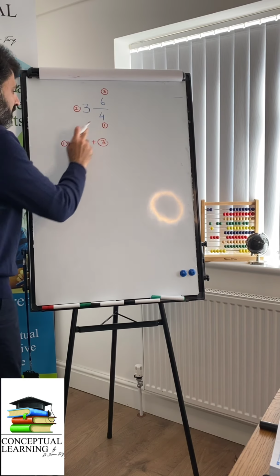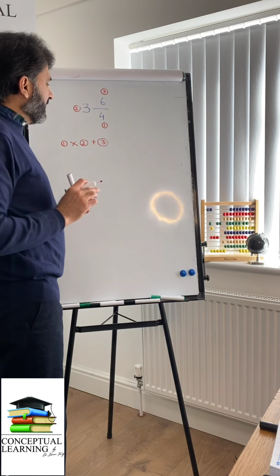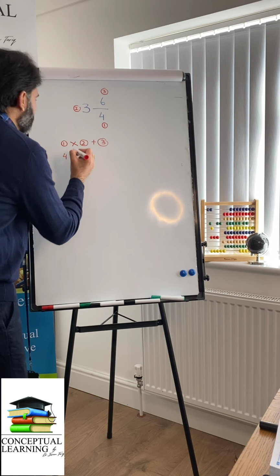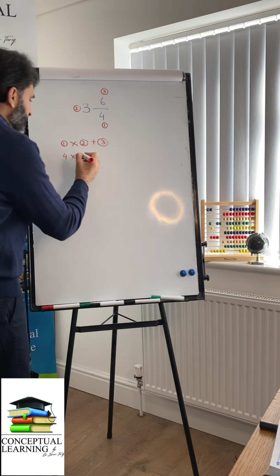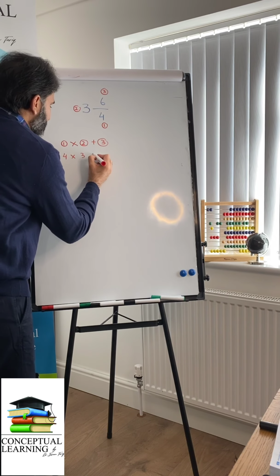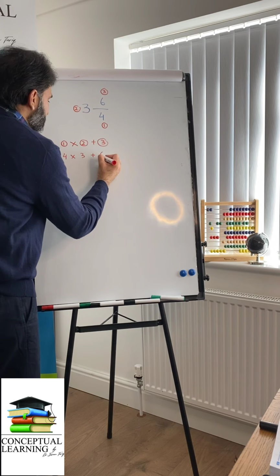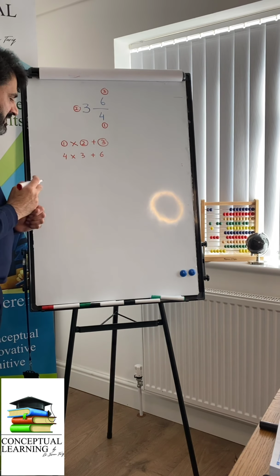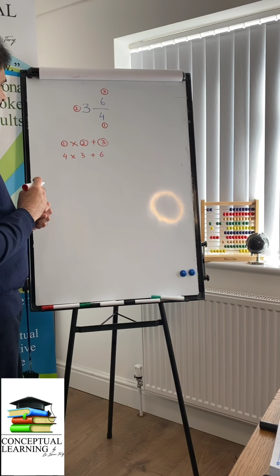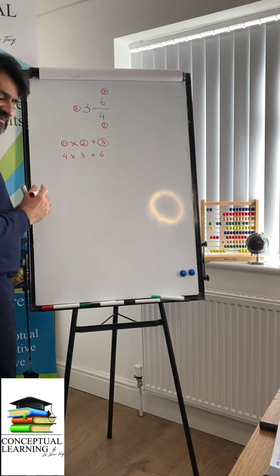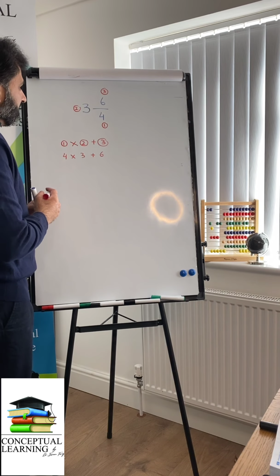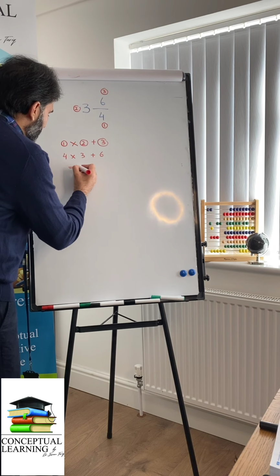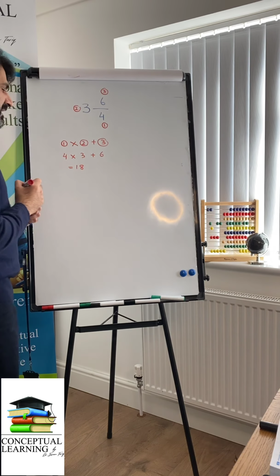You can see, on position 1 we have 4, on position 2 we have a 3, and on position 3 we have a 6. Now we follow the basic method: 4 times 3 is 12, and 12 plus 6 is 18. So you get 18 from here.